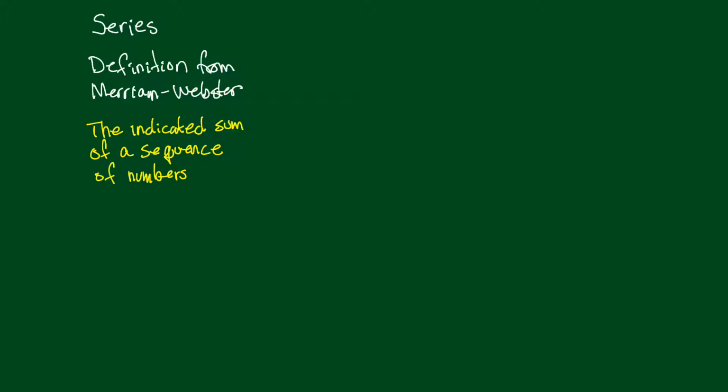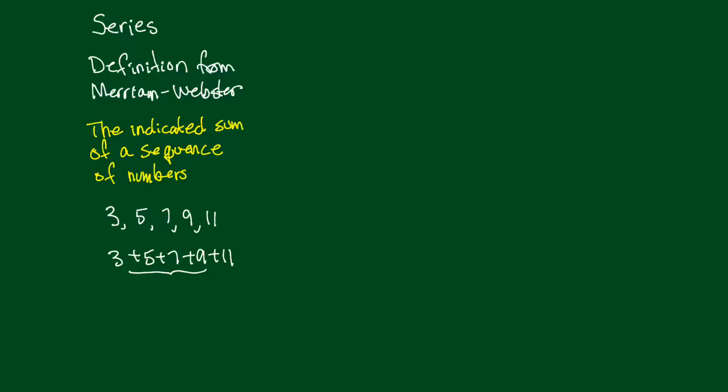Here's an example. Here's a sequence of numbers. What if I have 3, 5, 7, 9, 11. There's a short sequence of numbers. Now, if I want the corresponding series, I would take out the commas and replace them with plus signs. So 3 plus 5 plus 7 plus 9 plus 11. That's a series. Now, it's most usually awkward to write everything out like this.